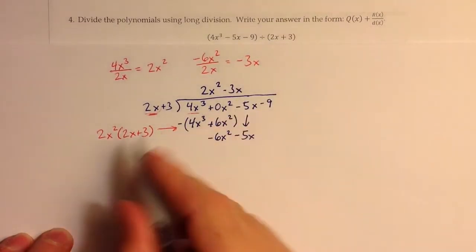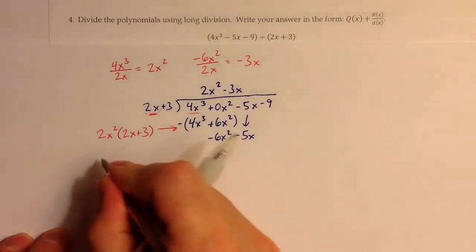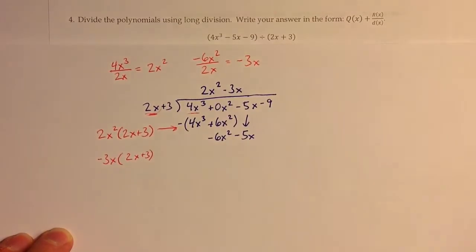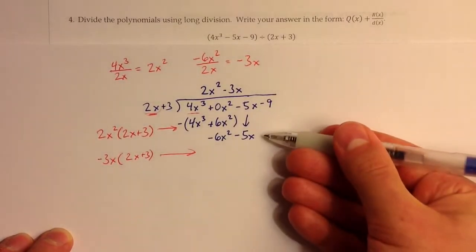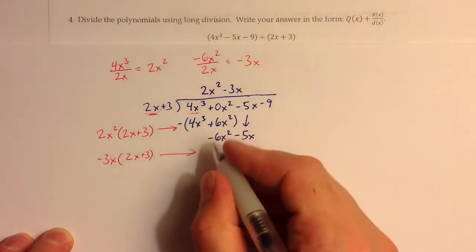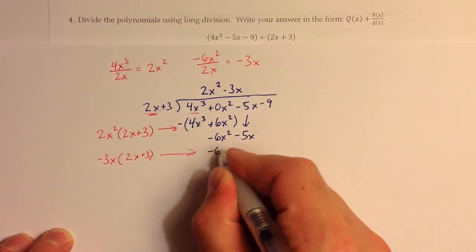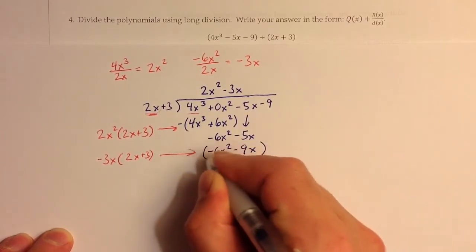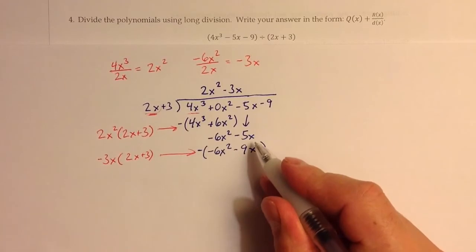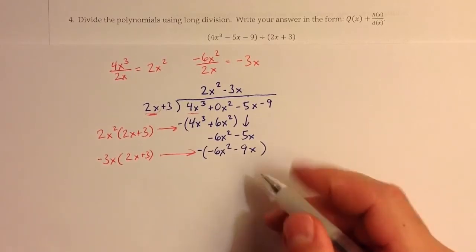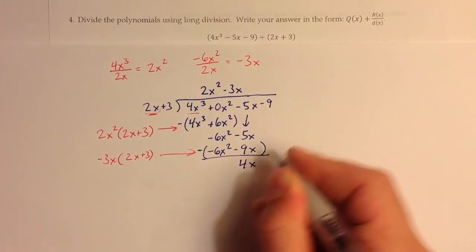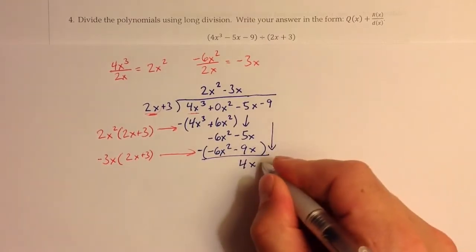We can then take the negative 3x times 2x plus 3, and that will get subtracted from the negative 6x squared minus 5x. So this is negative 6x squared minus 9x, and because we're subtracting, negative 5 minus negative 9 is going to be positive 4x. Finally, we can bring down the minus 9.